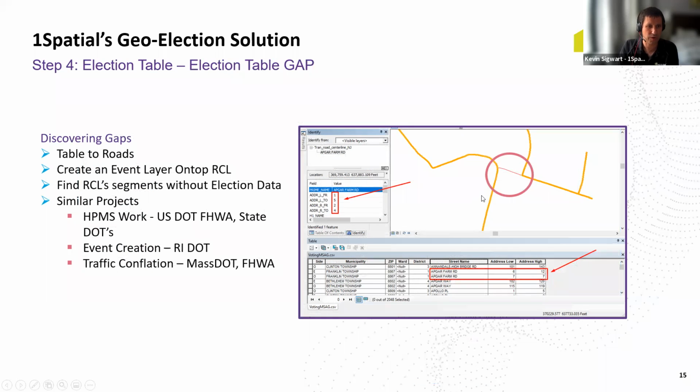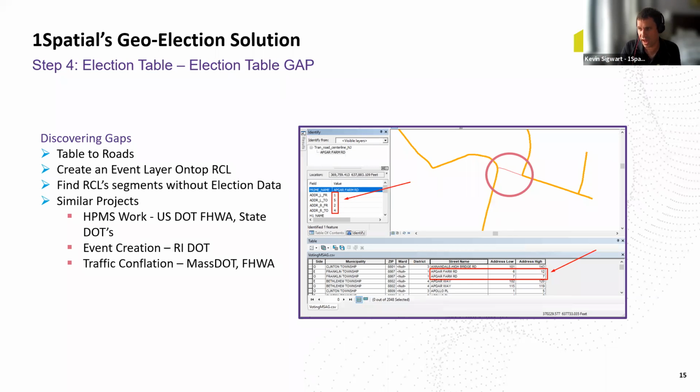Once you do that, you then can in effect overlay the election table, georeference it onto the network, and visualize where those election records actually sit geospatially. So now we're taking that non-spatial data set and visualizing it spatially, which will help us potentially identify any sort of anomalies in the data set.